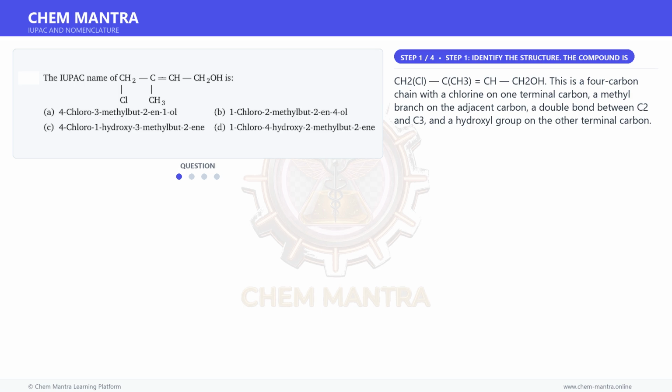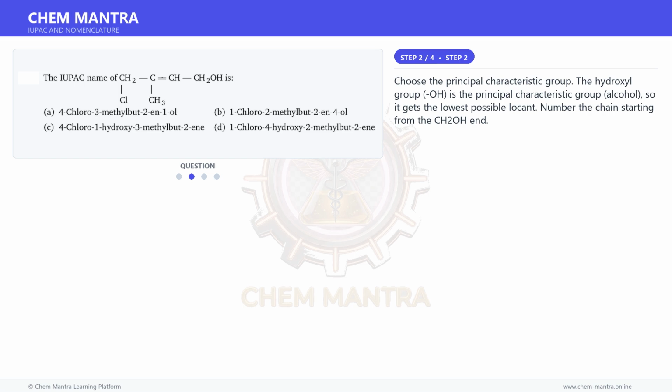CH2Cl-C(CH3)=CH-CH2OH. This is a 4-carbon chain with a chlorine on one terminal carbon, a methyl branch on the adjacent carbon, a double bond between C2 and C3, and a hydroxyl group on the other terminal carbon. Moving on to the next step.